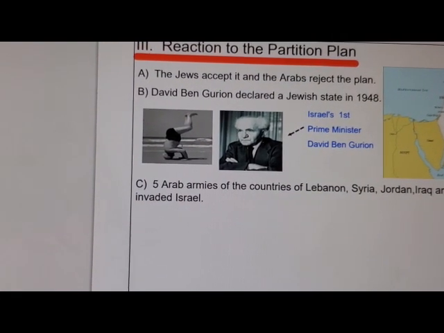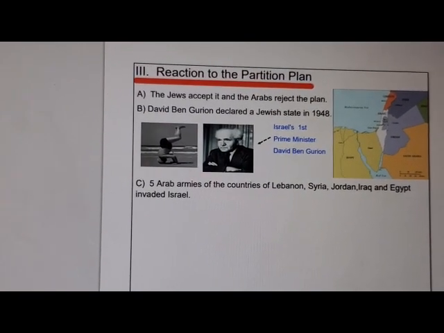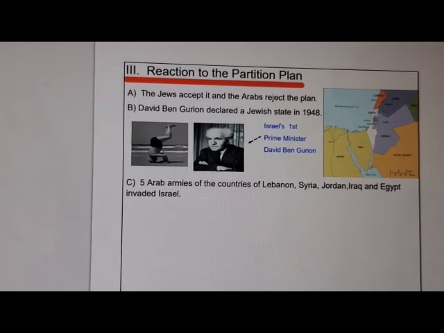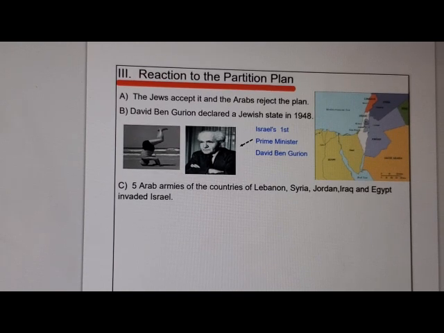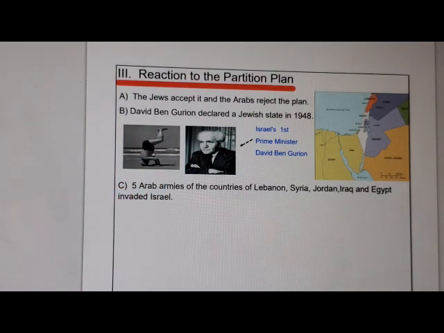So the UN told everyone about their plan to split up the land of Israel. So next I want to talk about the Jewish reaction to the partition plan. The Jews accepted the UN partition plan and the Arabs rejected the plan. And what happens next in 1947, David Ben-Gurion, Israel's first prime minister, declares a Jewish state in 1948. And as a result, because the Arabs didn't want the Jews to have a country, 5 Arab armies of the countries of Lebanon, Syria, Jordan, Iraq, and Egypt invaded Israel.